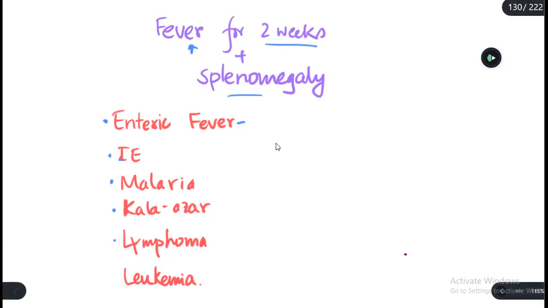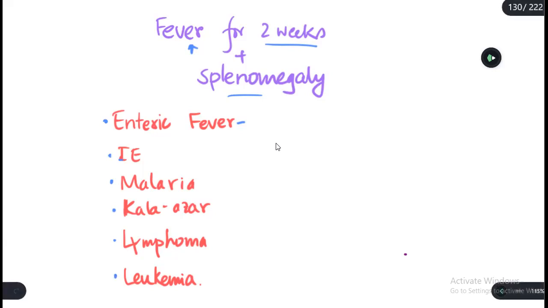Patients with lymphoma will typically have lymphadenopathy and have B symptoms, especially weight loss and drenching night sweats.